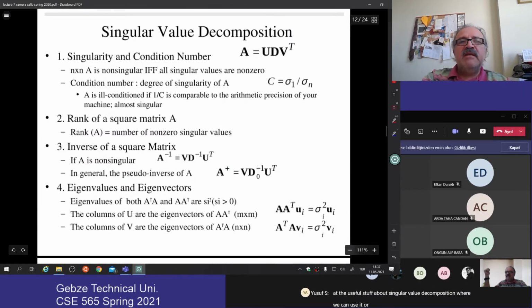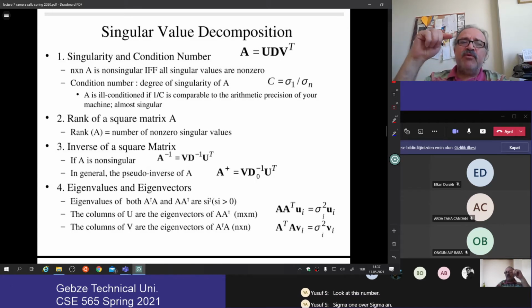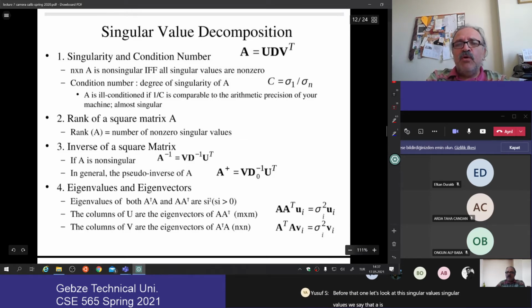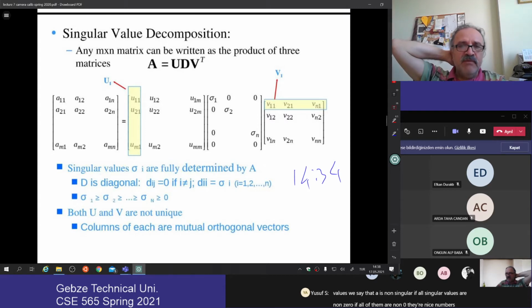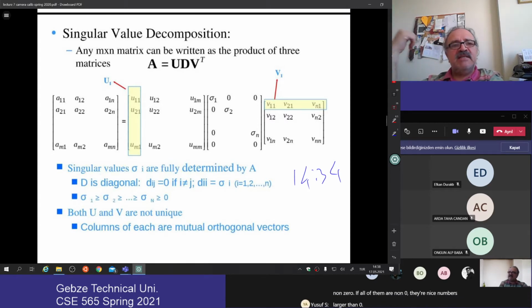Okay. This singularity condition. Look at this number, sigma 1 over sigma n. Okay, maybe before that one, let's look at these singular values. We say that A is non-singular if all singular values are non-zero. If all of them are non-zero, they are nice numbers, they're larger than 0, we say that A is non-singular.